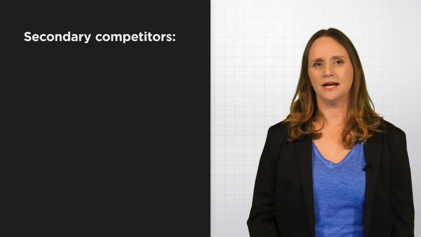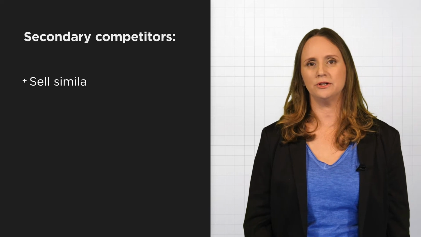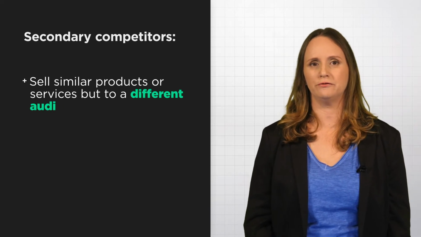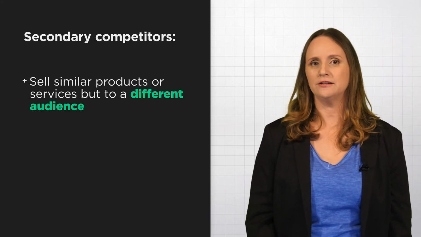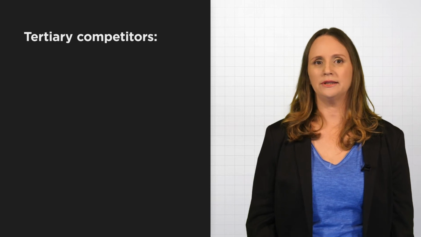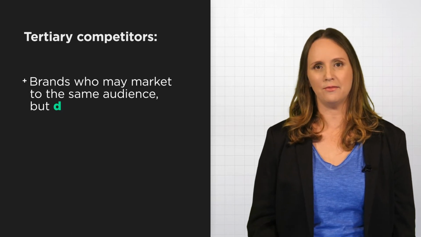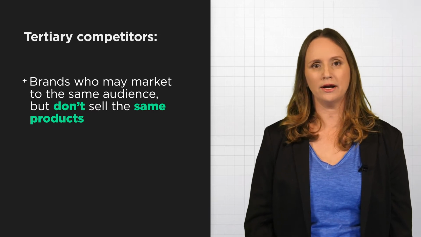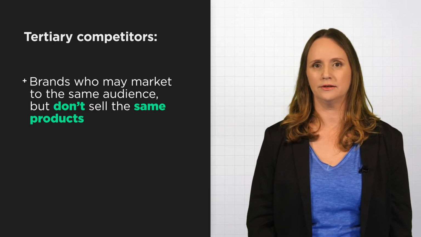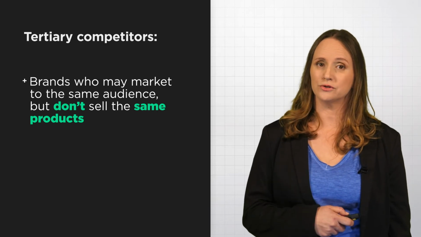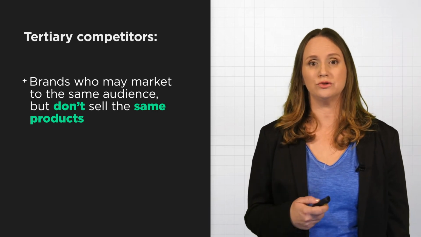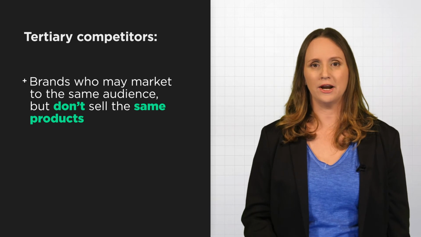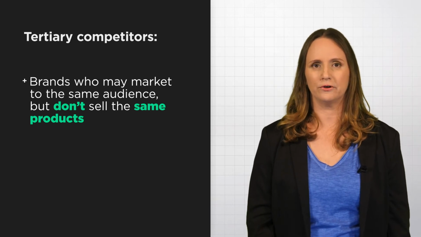The list of primary competitors should not include more than 7 to 10 ventures. We then move on to secondary competitors, which sell similar products or services but to a different audience. And finally, the tertiary competitors are related brands who may market to the same audience but don't sell the same products as we are, or don't directly compete with us in any way. They may be potential partners or future competitors if they choose to expand their business. But for now, they're not a huge threat for us.